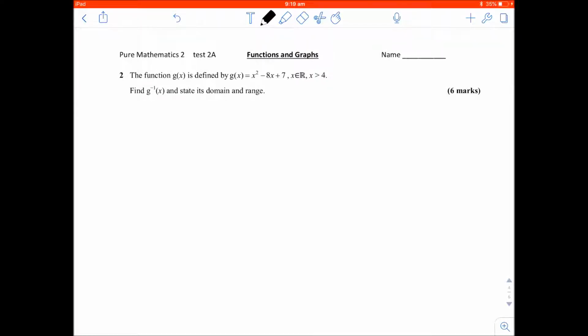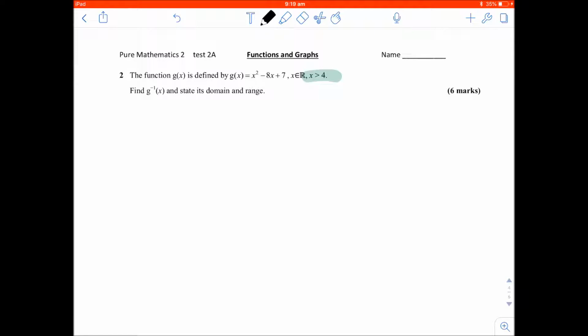Okay, question 2 on the functions test. Now we're told that the function g of x is defined by g of x is x squared minus 8x add 7, where x can be any real number so long as it is strictly greater than 4. Find the inverse g of x and state its domain and range.